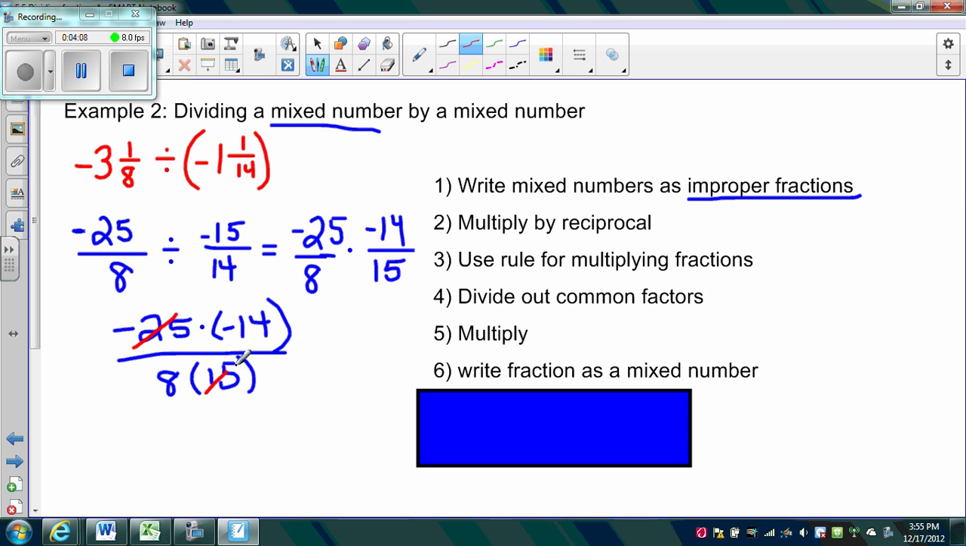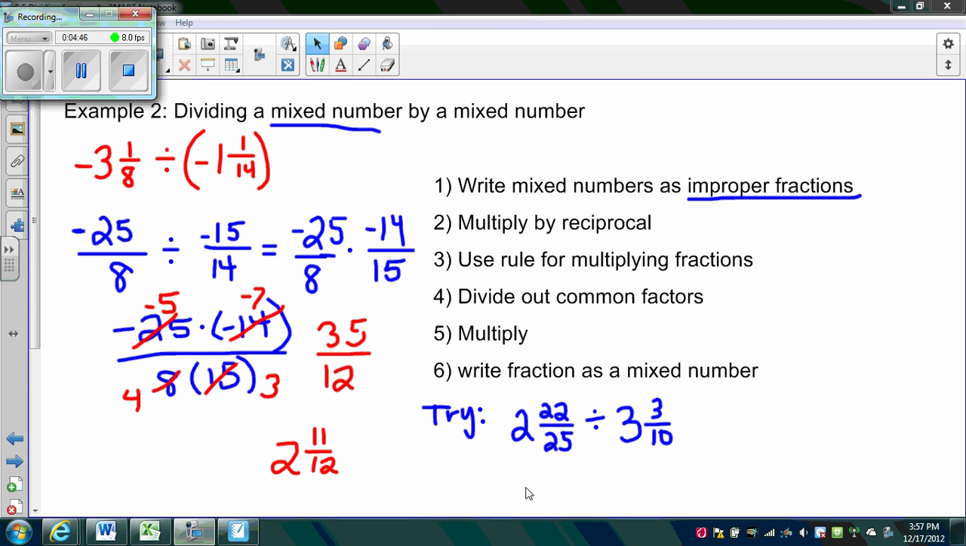Let's still simplify this. So 25 and 15 are both divisible by 5, so we're left with 3 and -5. Here we can divide by 2, so -7 and 4. 5 times 7 is 35. Negative signs cancel, so we're left with 35 over 12. Then we can switch this back to be a mixed number. So we can write this as 2 and 11/12.